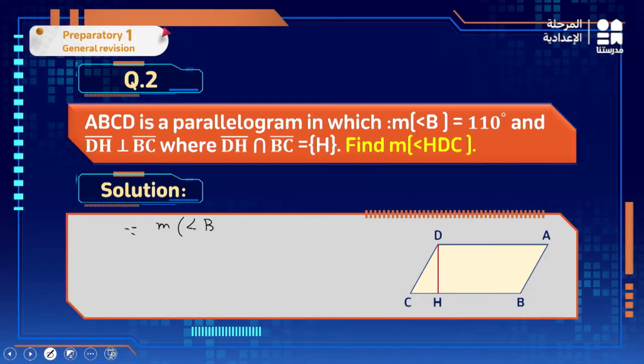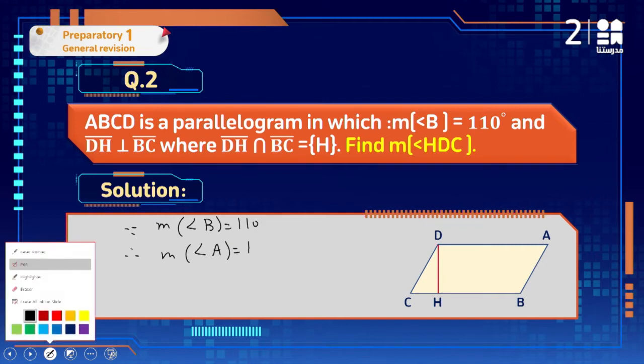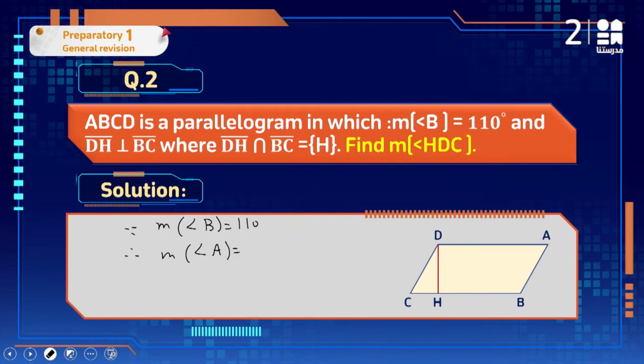Since the measurement of angle B equals 110, therefore the measurement of angle A is 70. And it also equals the measurement of angle C. So here 110, and here 70, and here 70.